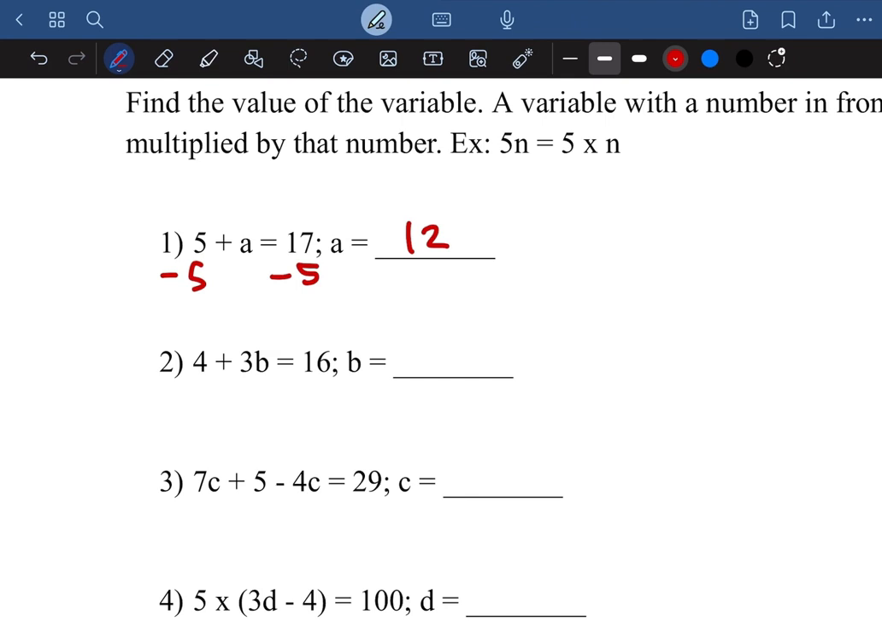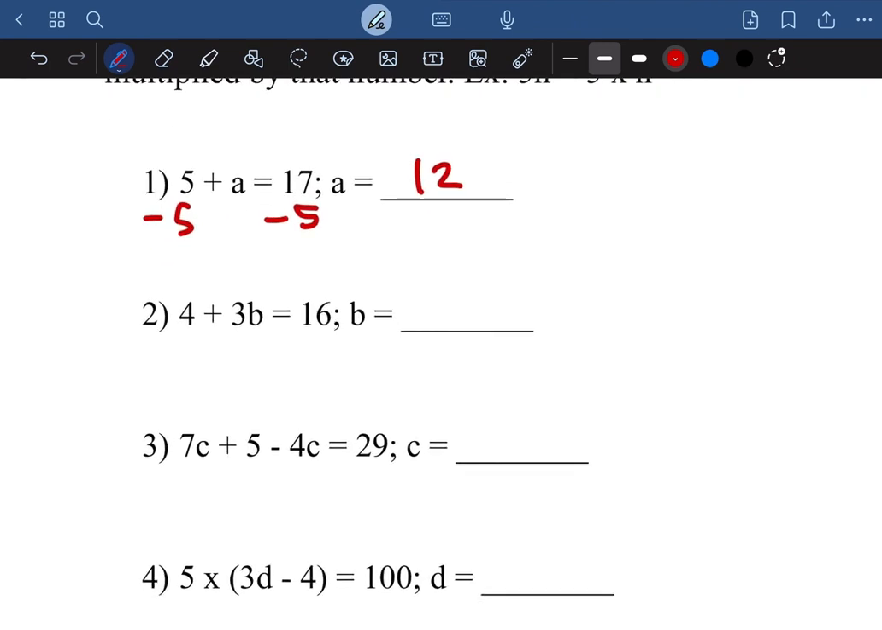Number 2, same thing, we have to get b by itself. So first we subtract 4 from both sides, leaving us with 3b is equal to 12. And from here, we divide both sides by 3 to get b by itself. So 12 divided by 3; when you divide 3b by 3, it cancels out the 3, leaving b by itself.